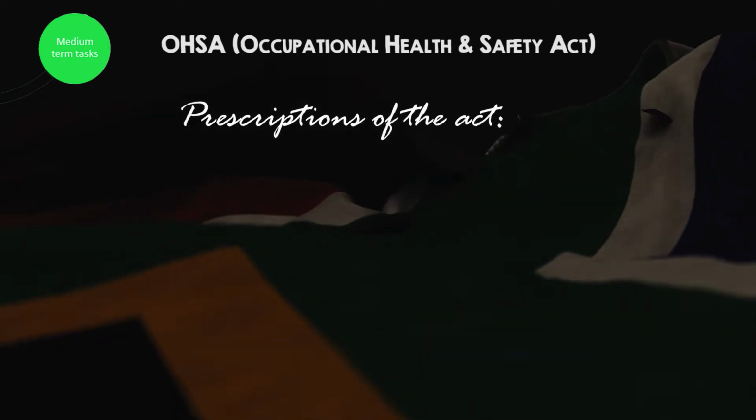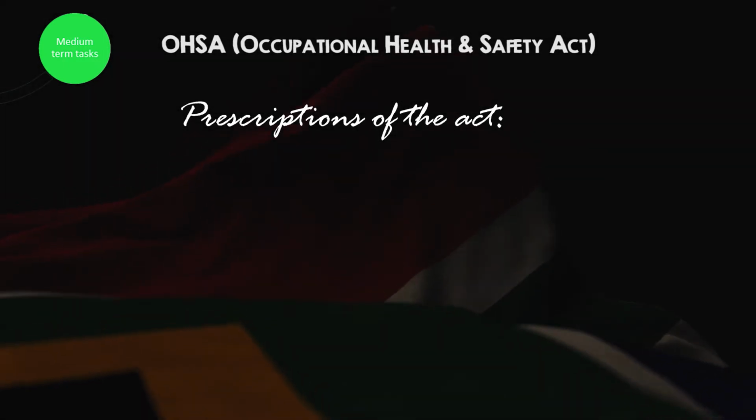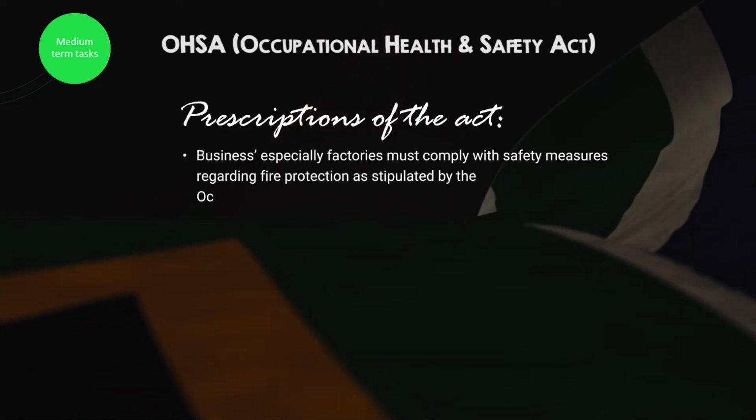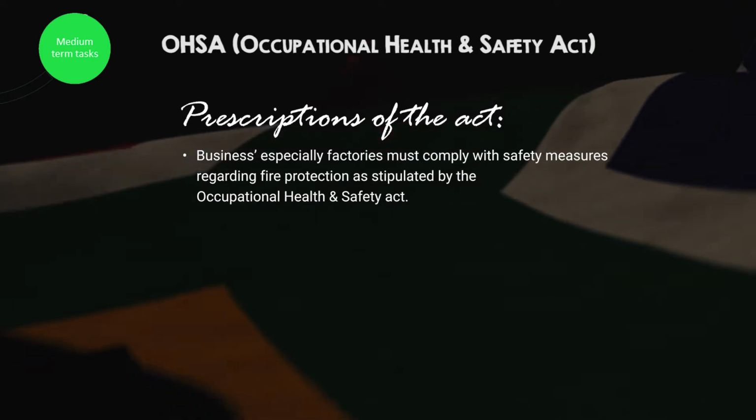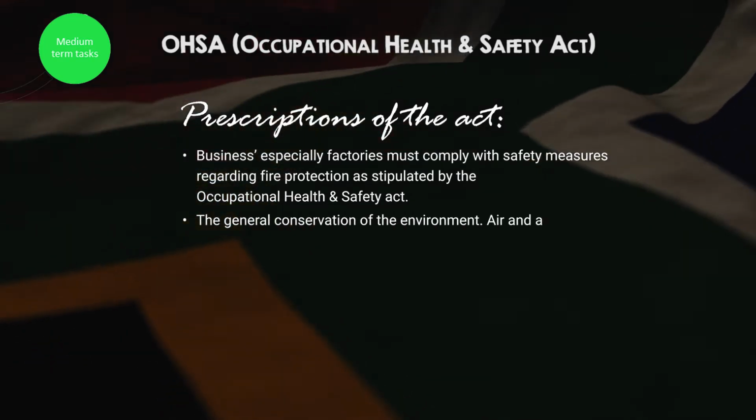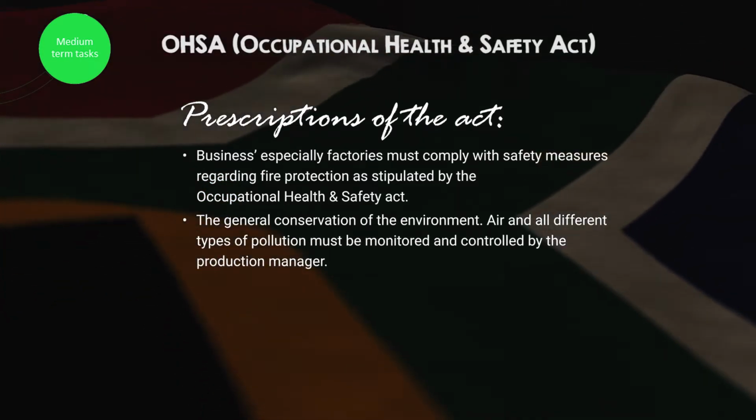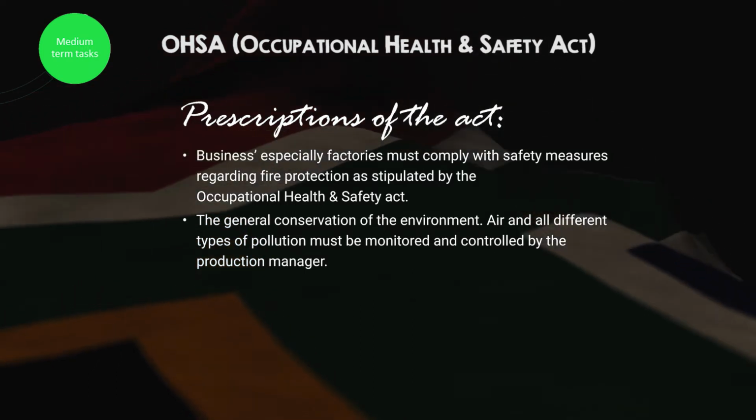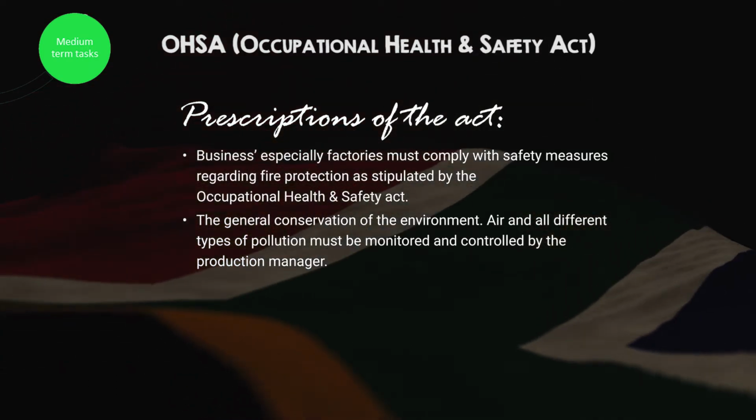The OHSA creates prescriptions which are important, and some of them are: any factories must comply with the safety measures regarding the protections laid down by the OHSA. General safety and conservation of the environment, the pollution of air, emission of poisonous gases, and industrial waste must be monitored and controlled by the factory's production manager.